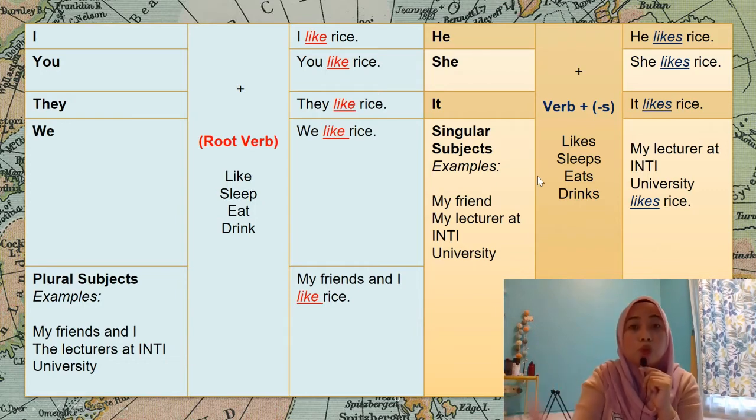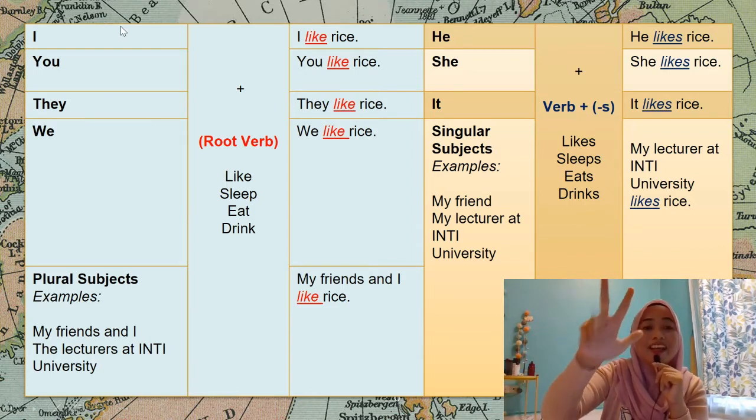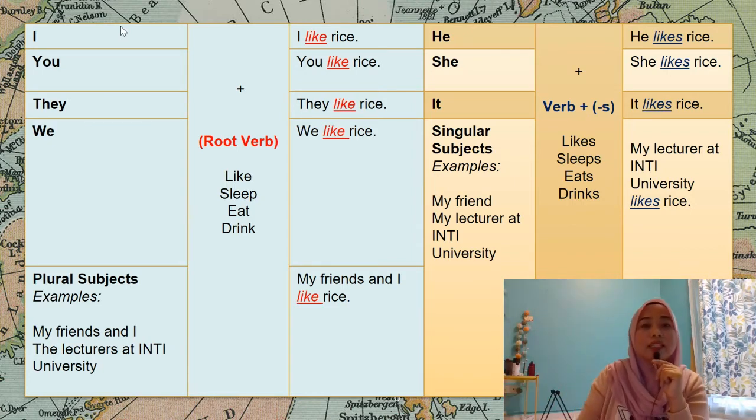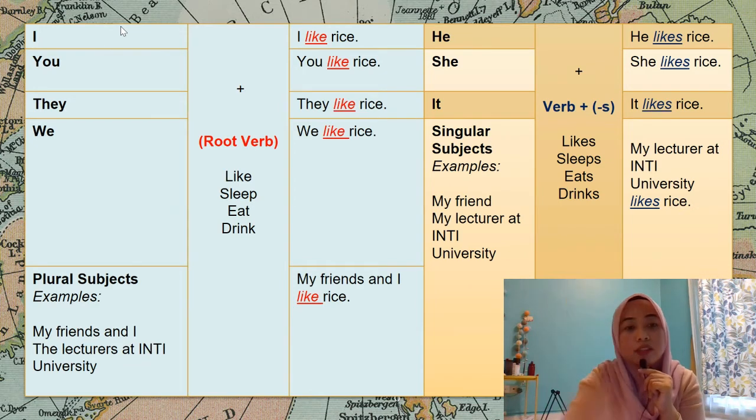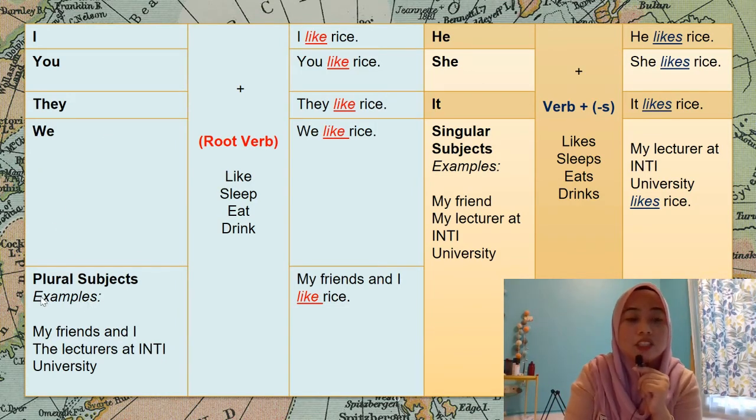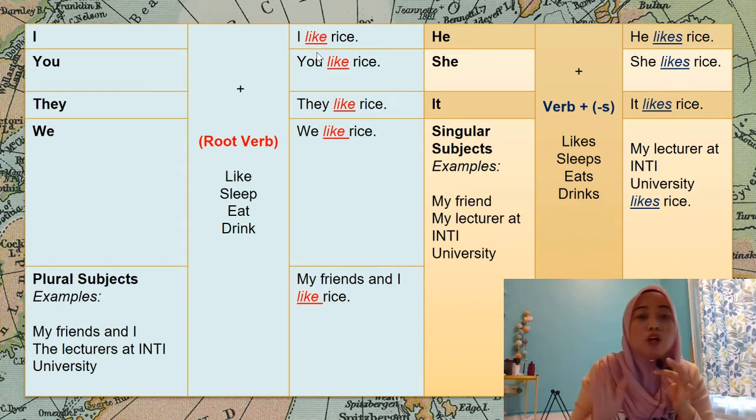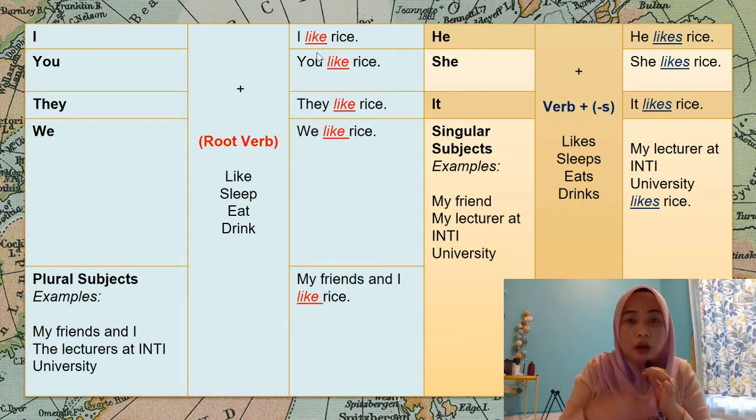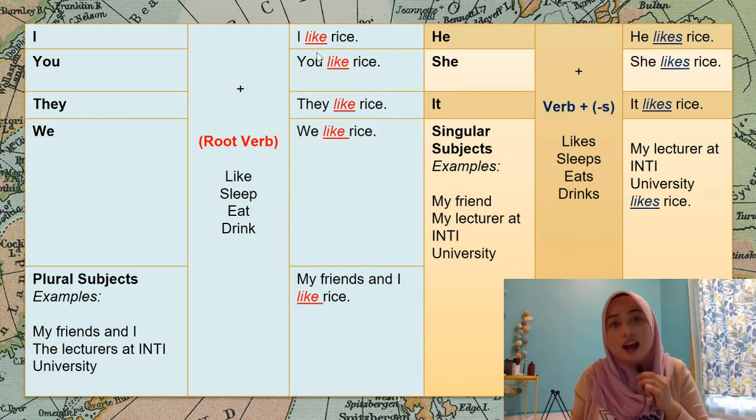Now what about plural? So what are plural subjects? We have I, you, they, we, or anybody's name or anyone where there are more than one. So my friend and I, our gang, the lecturers at INTI International University. If you have plural subjects like this, you maintain the same root verb. You don't do anything with it. So I like rice, you like rice, they like rice, we like rice, my friend and I like rice.